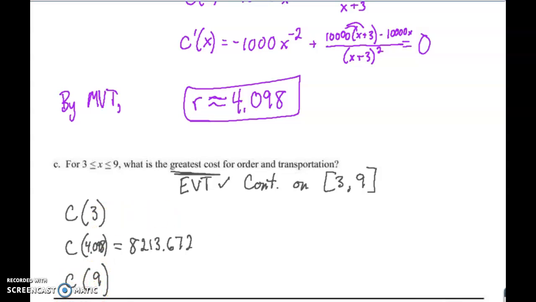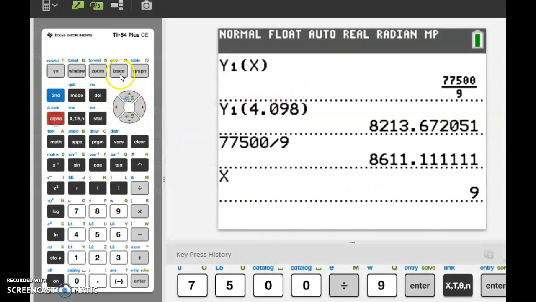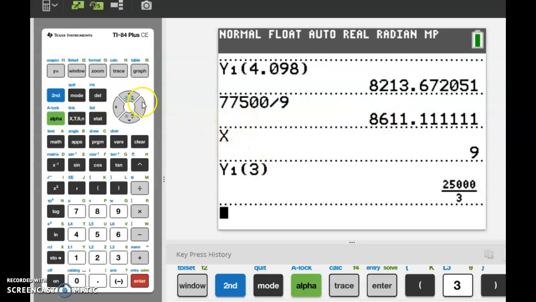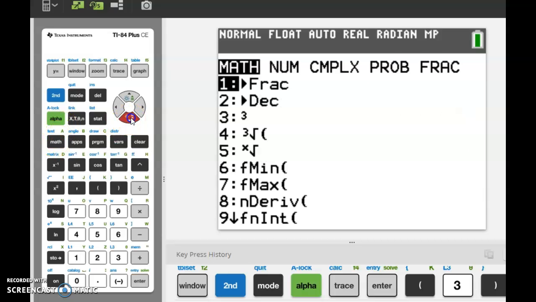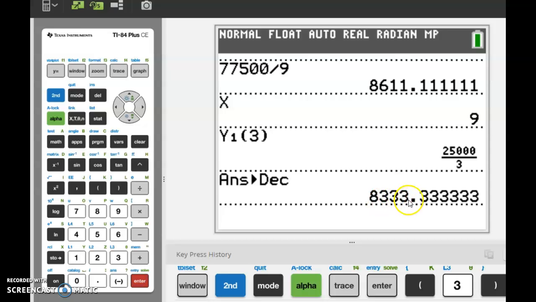We figured out earlier, where's my calculator? I'll just go ahead and do this again. Alpha trace y1 of 3. I guess in that instance, we already figured out the y of 9. And let's change that to a decimal, just so it's easier to compare. 8333.